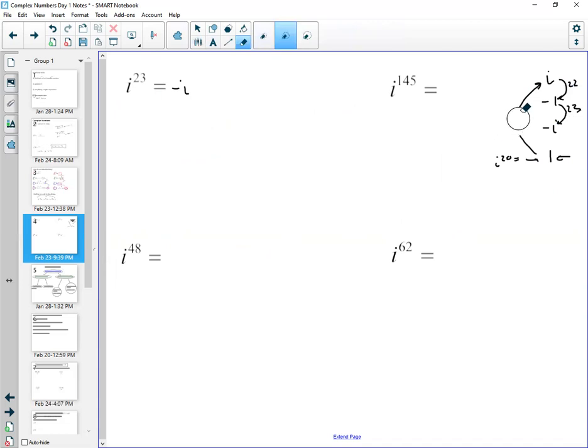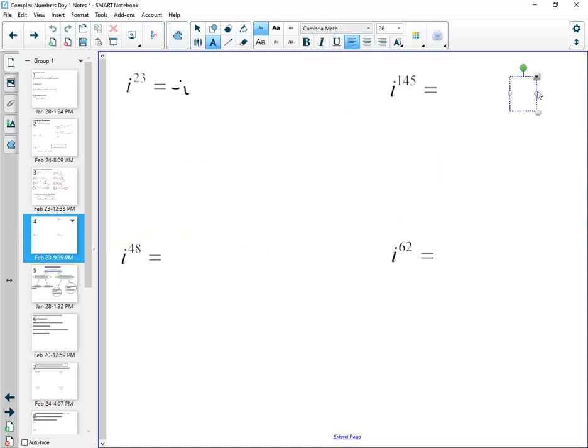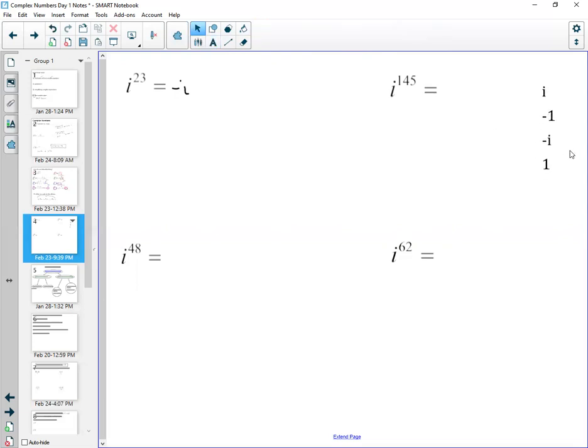So let's see if we can do this again for this other one, this is a bigger one, 145. What did we say? i, -1, -i, 1. Let's keep using this for a minute. So remember that the bottom is the multiple of 4. And when I say that, I mean the power of i is a multiple of 4.